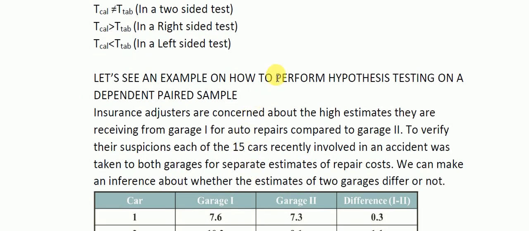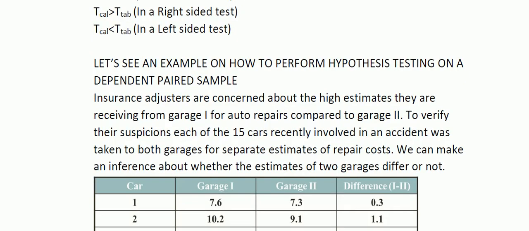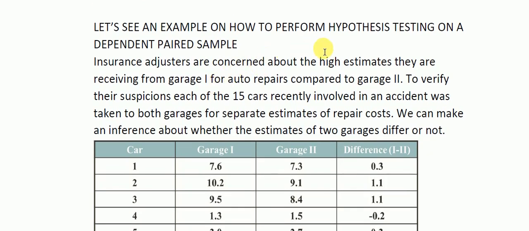So let's see an example on how to perform hypothesis testing on a dependent paired sample t-test. Over here, insurance adjusters are concerned about the high estimates they are receiving from Garage 1 for auto repairs compared to Garage 2. To verify their suspicions, each of the 15 cars recently involved in an accident was taken to both garages for separate estimates of repair costs. We can make an inference about whether the estimates of the two garages differ or not.